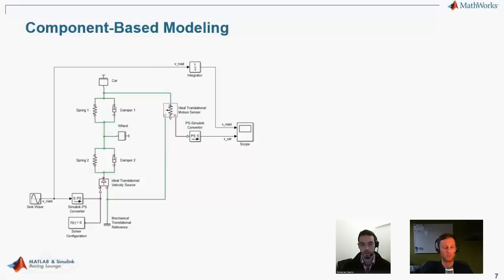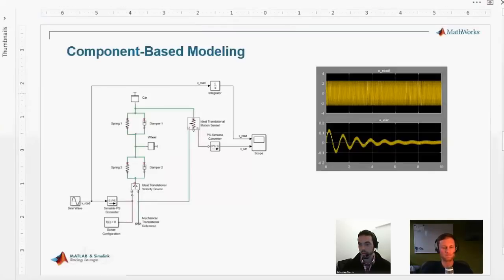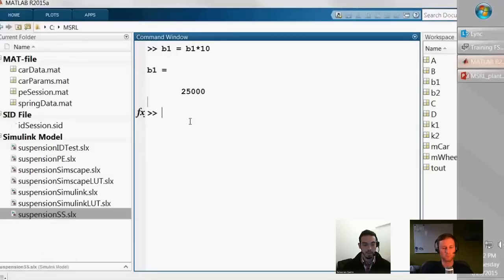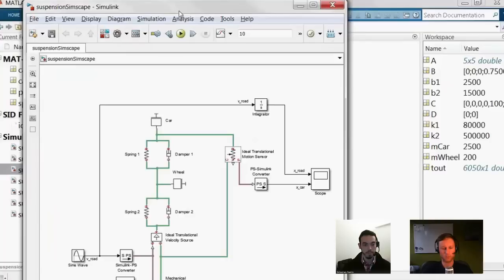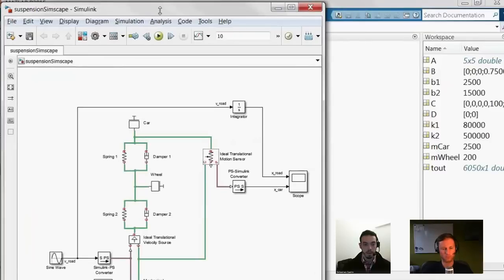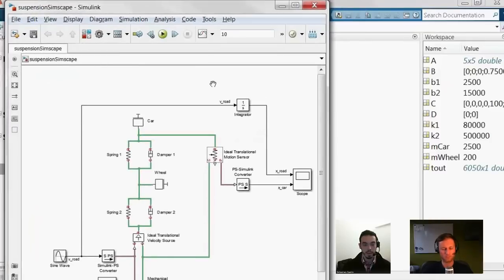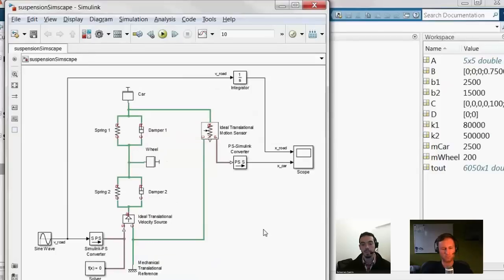Okay, so let me just go back to MATLAB then. I have another model which models the same exact thing, called suspension Simscape. Let's just get that loaded. Again, as Christoph was saying, at this point you don't really need to know much about the equations. You can instead assume that your model is made of separate components.